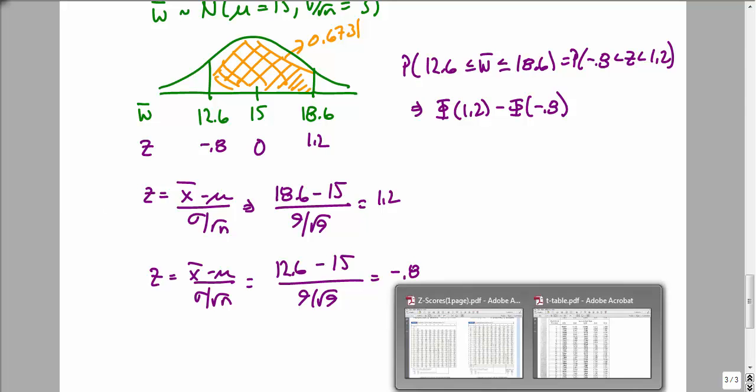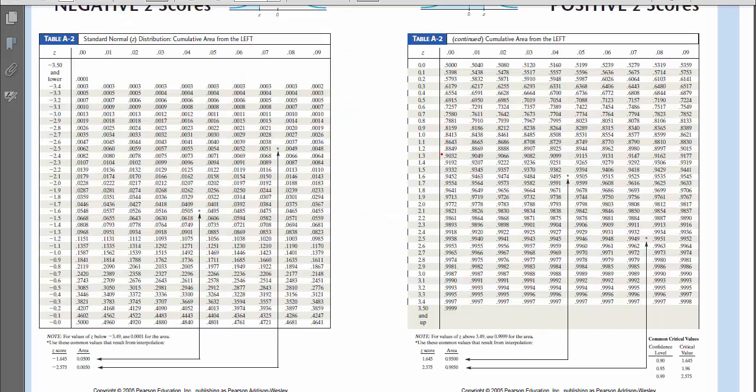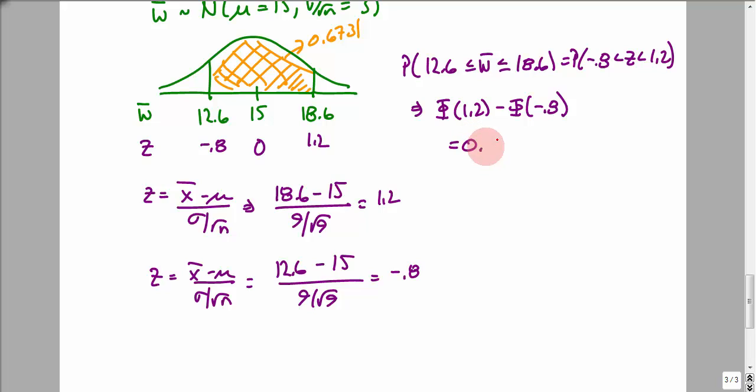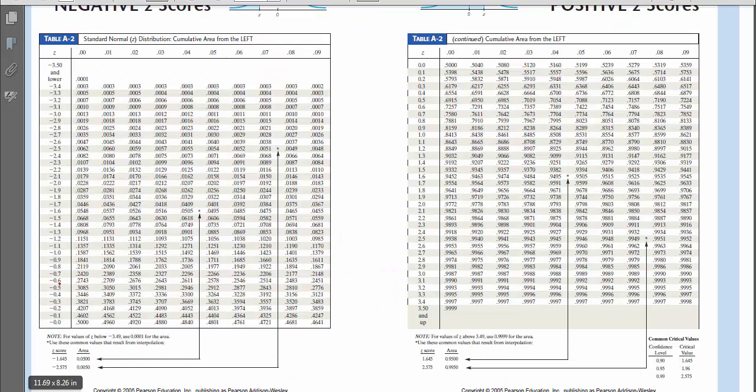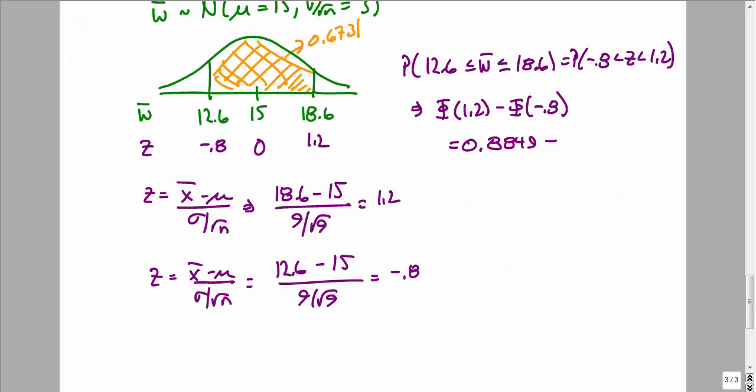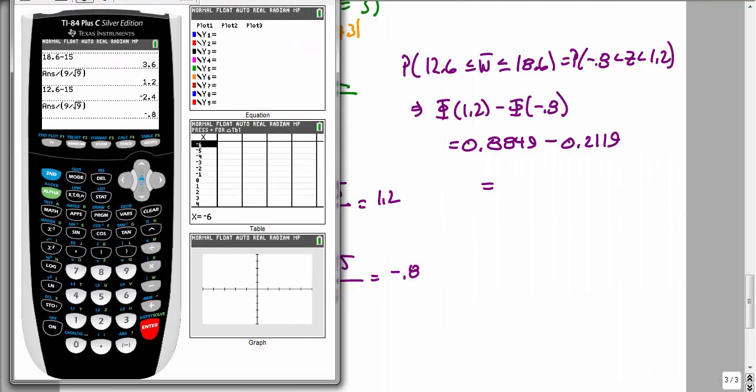So let's go ahead and grab our normal tables. First thing we'll look up is 1.2, and that's 0.8849. And then we'll look up negative 0.8 for my lower value. So here's negative 0.8, 0.2119. And let's see what we get here when we subtract. 0.8849 minus 0.2119. And I get 0.673.